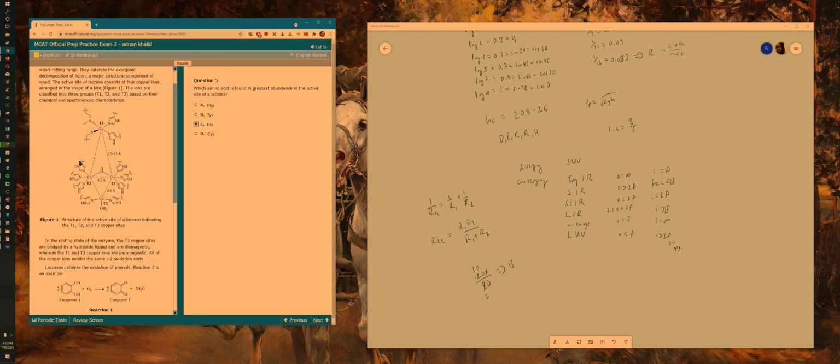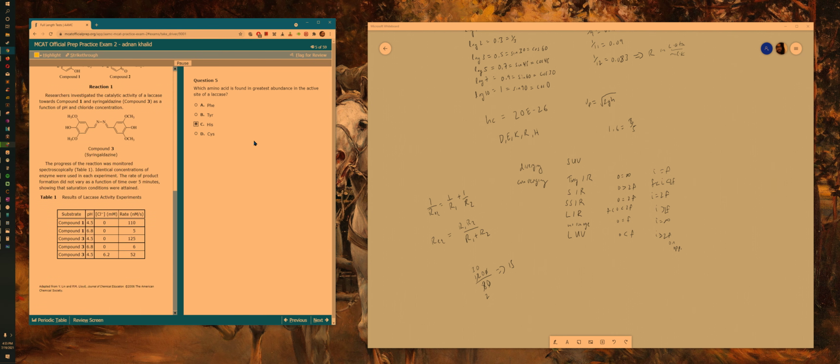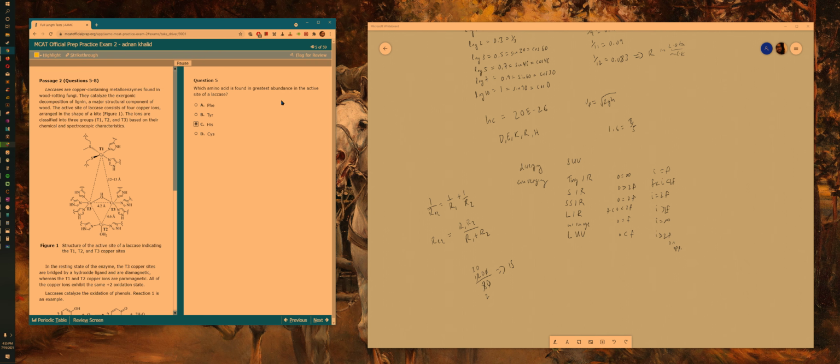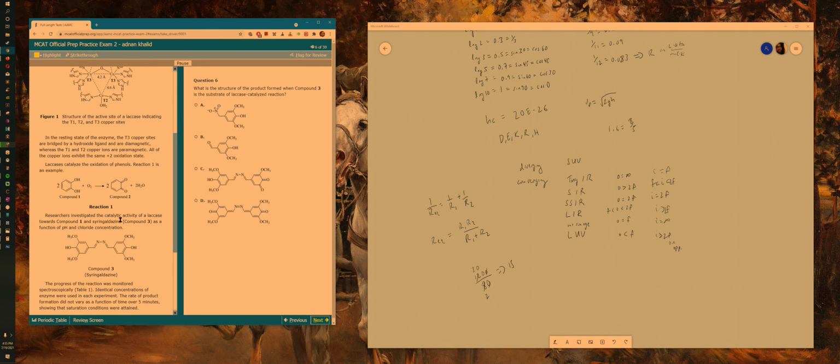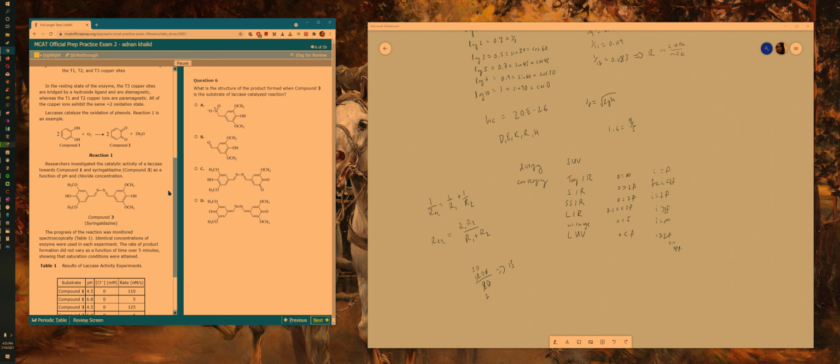So yeah, I'm pretty sure about that one. If I wasn't, I would flag it. Structure of the, all right. Compound 3, so I'm going to have to look at stuff here. All right, this requires me to look at too much. I'm going to just flag it. But always guess something and flag it in case you run out of time and don't have time to randomly guess.